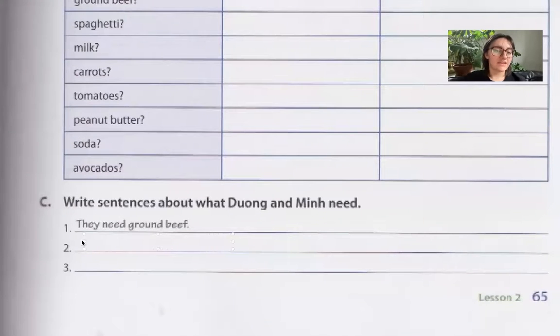We would say, all you have to do is use the pronoun or the subject, they, right? They need carrots. And you just say the thing that they need, right? Or you could say, they need peanut butter. It's something else that they need, right?